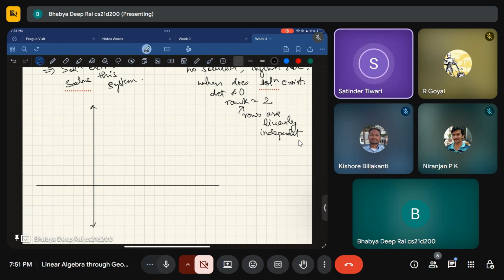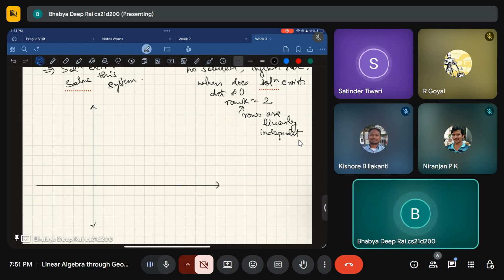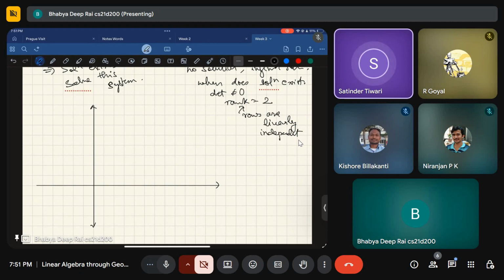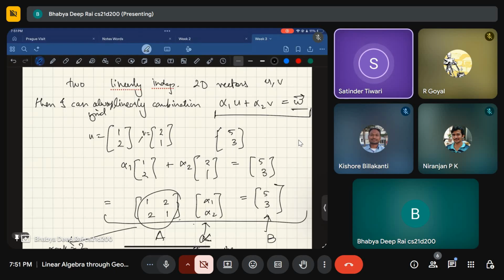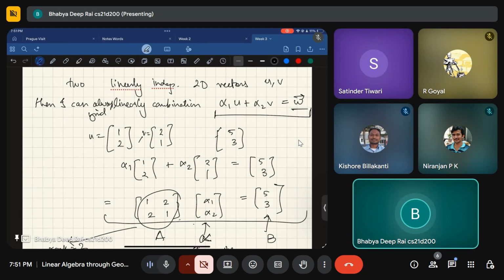I think so. We don't need to change the coordinate system, Satinder. I'm just visualizing it that way: alpha 1, alpha 2 is the coordinate system for the new basis (1, 2) and (2, 1). Okay, that is one way to interpret it.